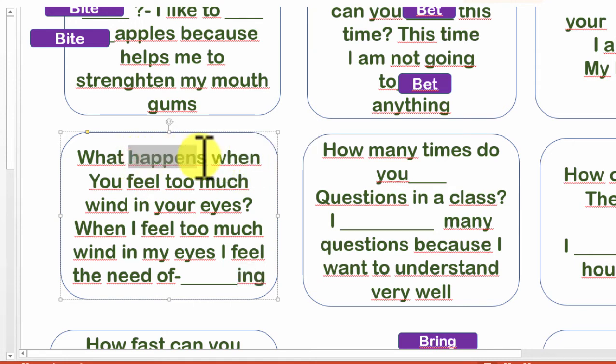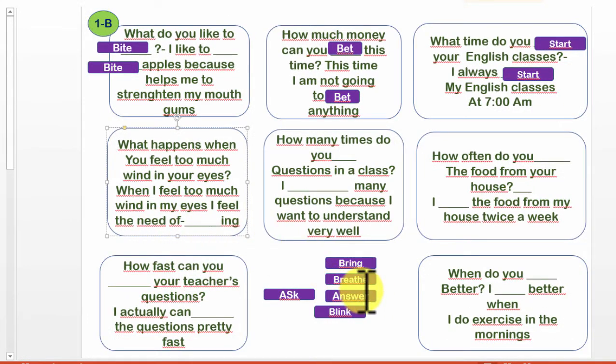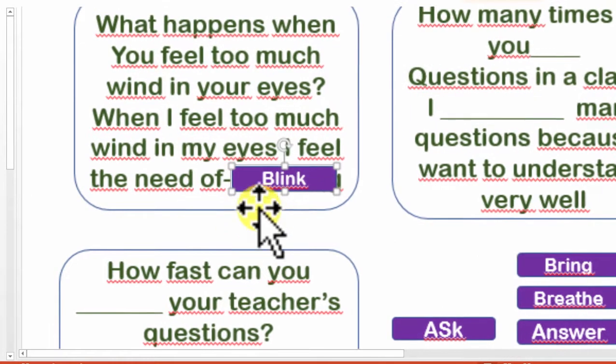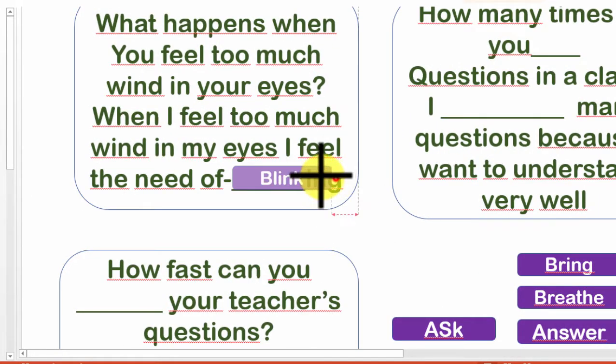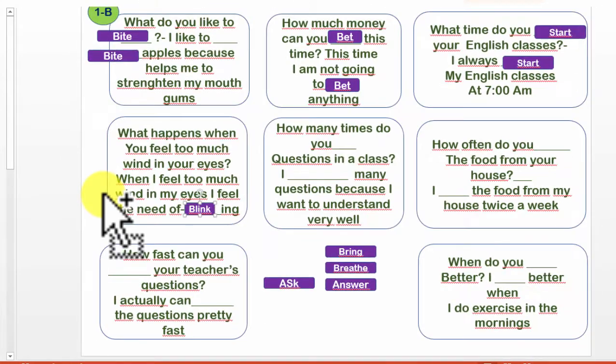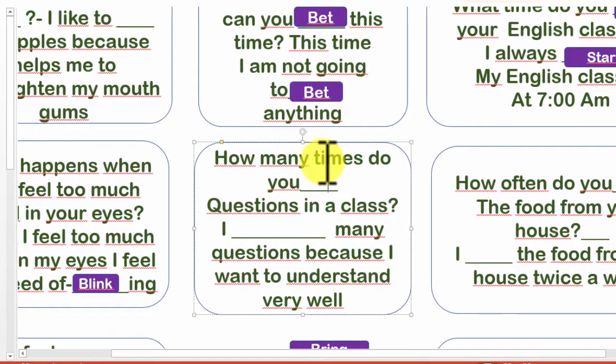Happen es suceder, ocurrir. What happens when you feel too much, es demasiado, wind, viento, in your eyes, cuando sientes demasiado viento en tus ojos. When I feel too much wind in my eyes, cuando siento mucho viento en mis ojos, I feel the need of blinking. Siento la necesidad de parpadear. Muy bien.